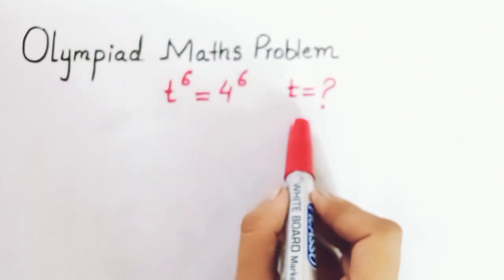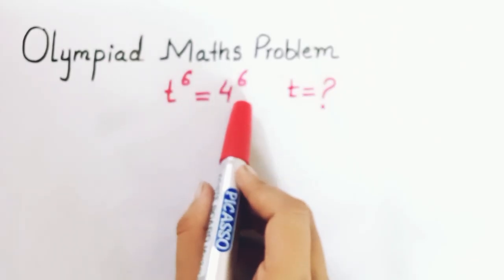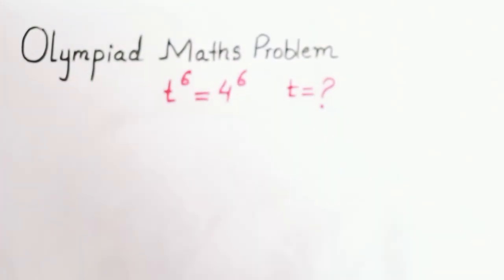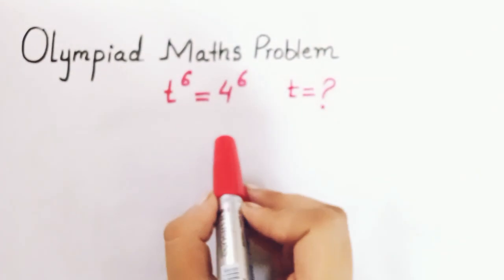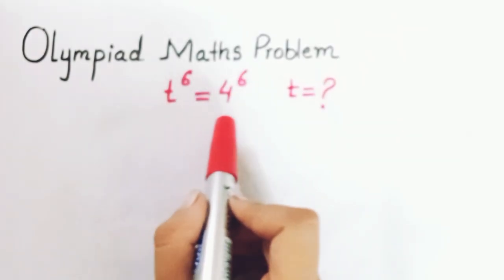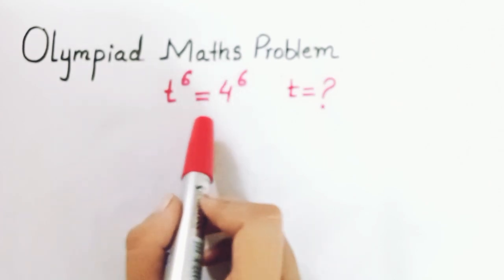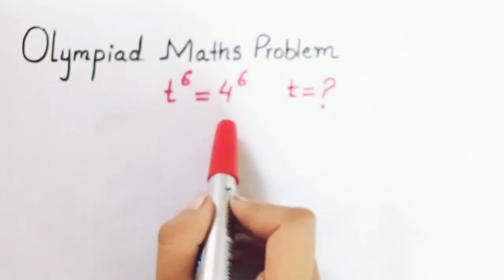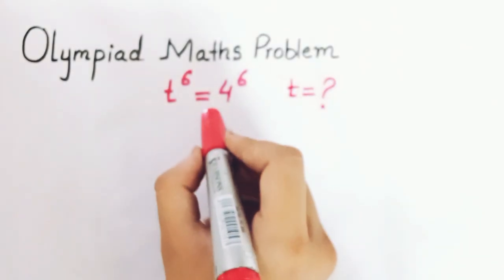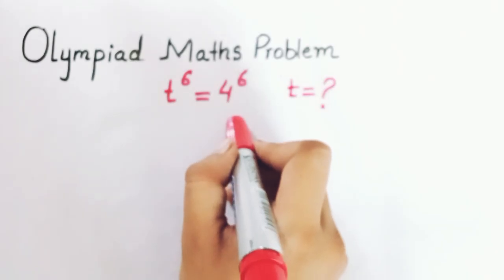Look at this equation on the board, that is t raised to power 6 equals 4 raised to power 6. At first glance, it looks incredibly simple. But most people look at this, cancel out the powers, and confidently say that the value of t equals 4. But guess what? If you do that on your exam, you are going to lose points. In today's video, we are going to uncover the hidden trap behind this simple looking algebraic problem and find the complete solution.